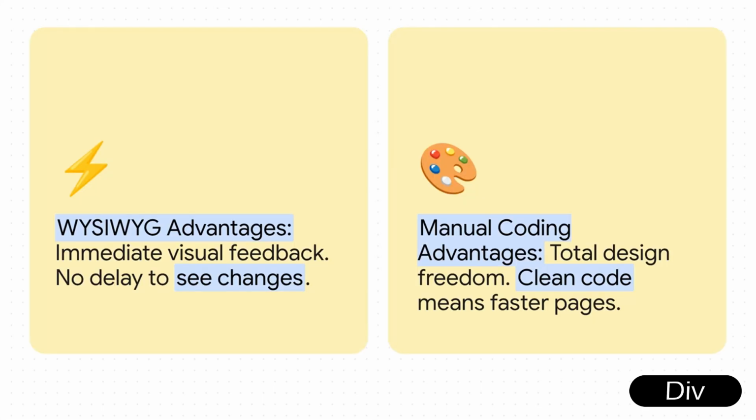Let's just spell out the advantages clearly. For the WYSIWYG editors, the killer feature is that instant feedback. What you do is what you see right away. No waiting. For manual coding, the huge win is total creative freedom. If you can dream it, you can build it. Plus, you can write that super clean, fast-loading code that makes for a great user experience.